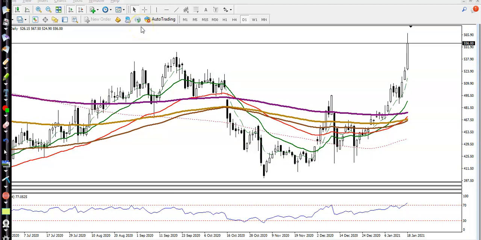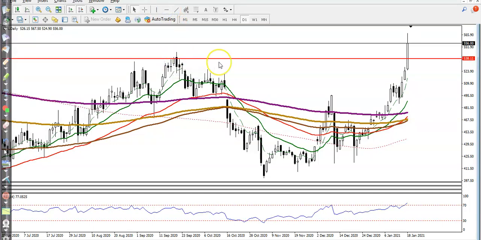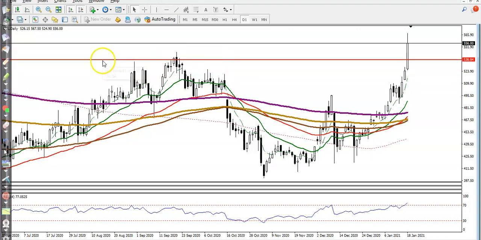So where is the resistance line? First we need the most recent high point, somewhere here. This is the resistance line, and I can see yesterday price broke this resistance line somewhere here. Now just a minute, let me change the color. Okay, that was the previous higher point, around September 2020, and yesterday it broke this resistance line.